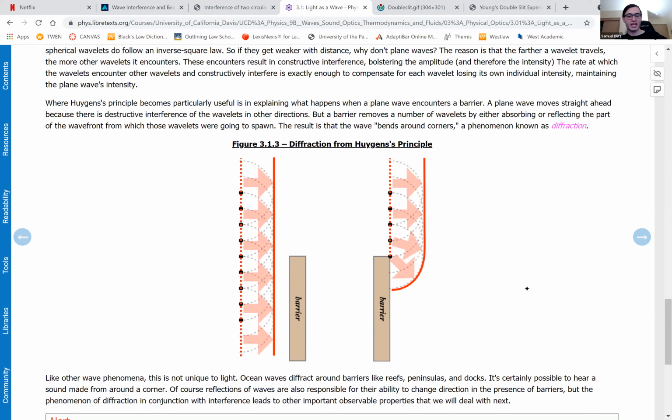Now, it is the case that waves also go around corners from bouncing off of things, like from bouncing off of walls and so on. But diffraction plays a major role. And by the way, diffraction is the notion that waves can bend around barriers as a result of Huygens Principle. This notion of diffraction plays a key role in how waves can go around barriers.